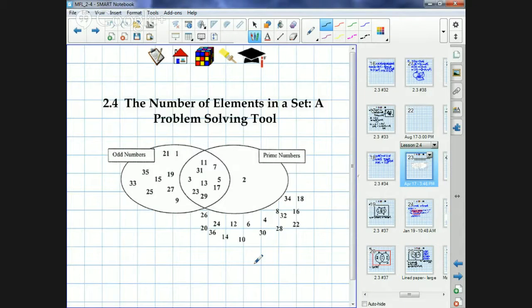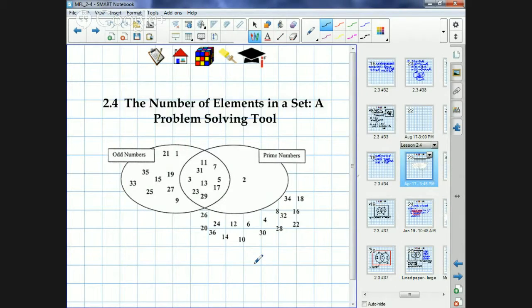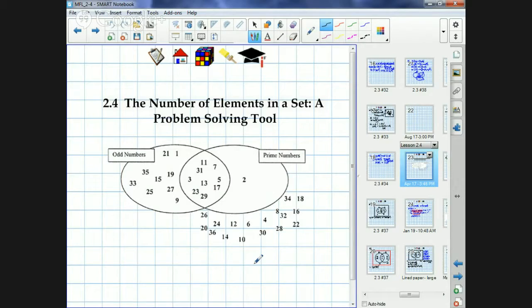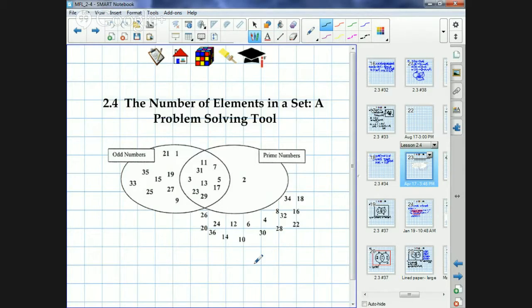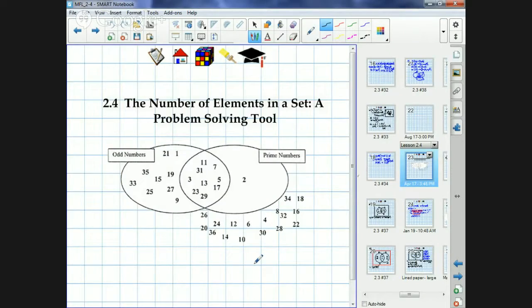And these are finite sets. They show you how to use it as a problem solving tool. These are finite sets. Is that correct? Yes, they are. Okay, 2.4, number of elements in a set. All right, page 84. Okay, I'm there.